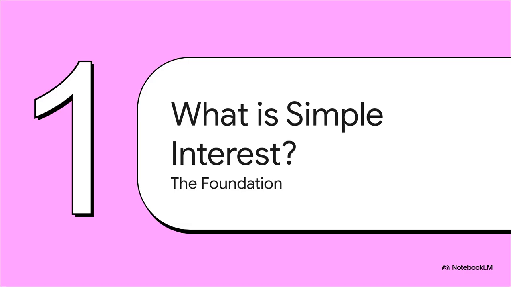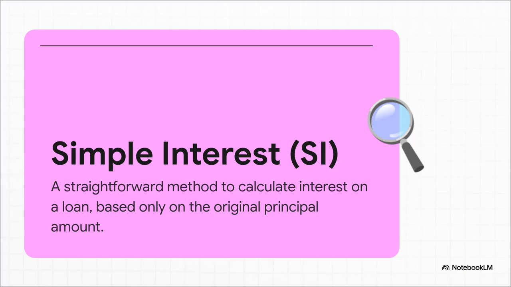Okay, so first things first, we got to start with the basics, build a solid foundation. So the big question is, what exactly is simple interest anyway? You can think of it as the most basic, no-frills way to calculate interest. It's just a set percentage of the very first amount of money you started with. And here's the most important part. That interest is only calculated on that original chunk of cash. It doesn't grow on itself, it doesn't compound, it stays, well, simple.